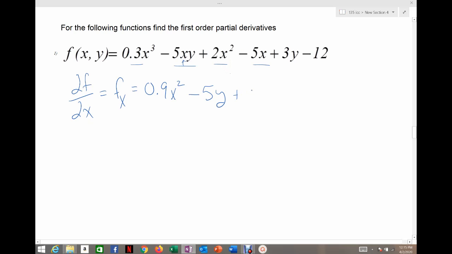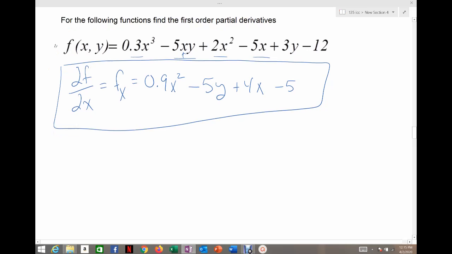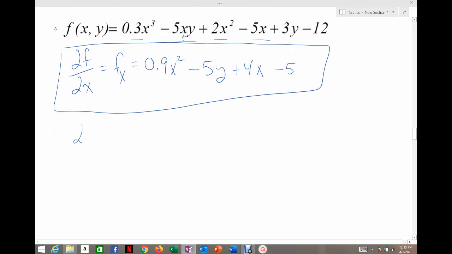Well, the derivative is just the power rule. 4x and negative 5x. That's negative 5, right? As negative 5 is a constant, it comes along. Derivative of x is 1. And so there's the derivative of this expression with respect to x. My first order derivative with respect to x. Alright, now my first order derivative with respect to y.